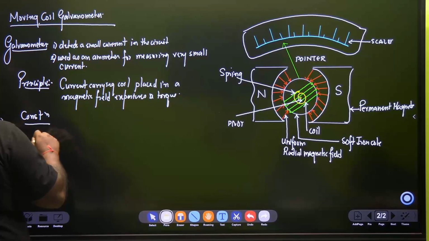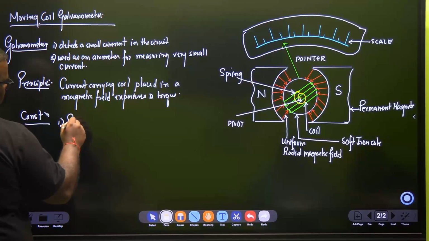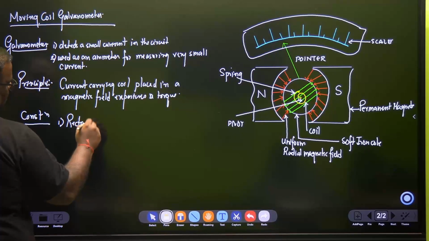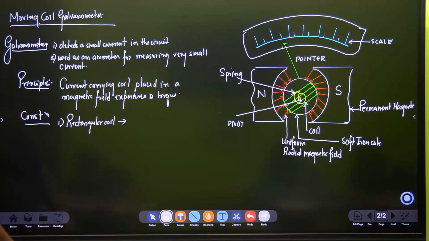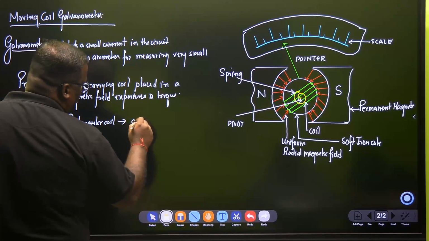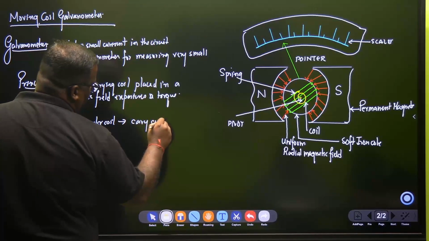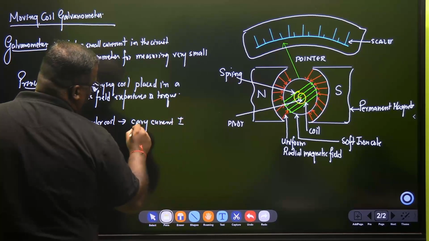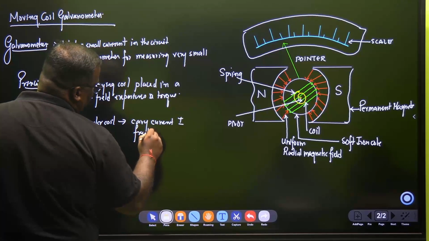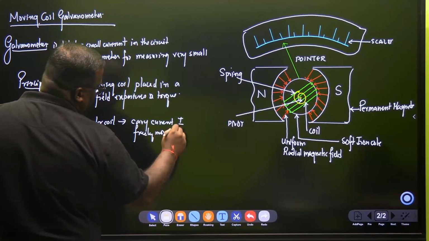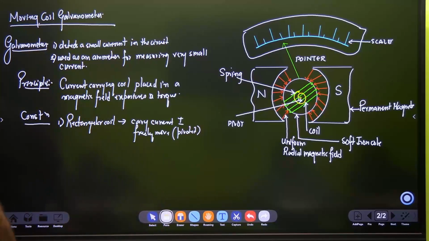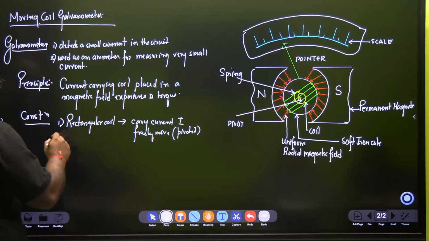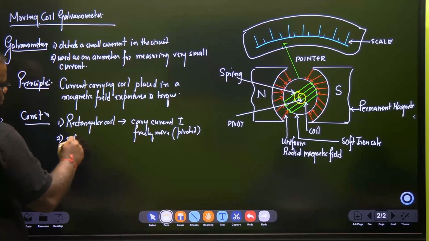The construction is, number one, you have a rectangular coil. The job of this rectangular coil is to carry current I, and another job is to freely move. Basically, this item is pivoted.